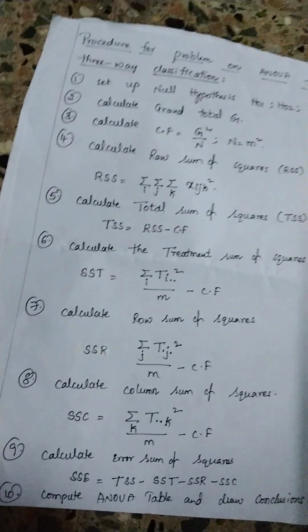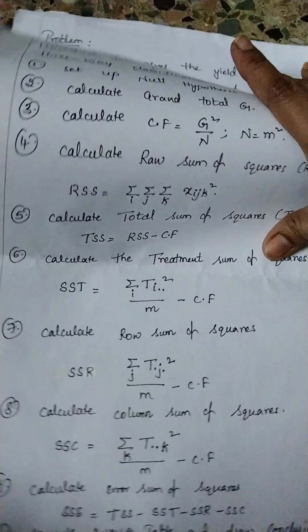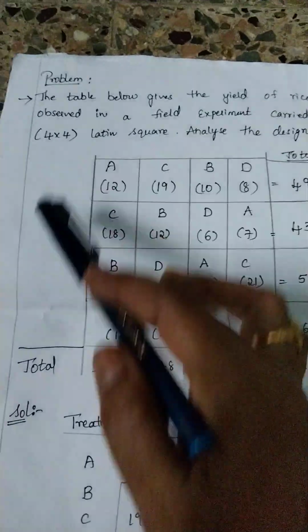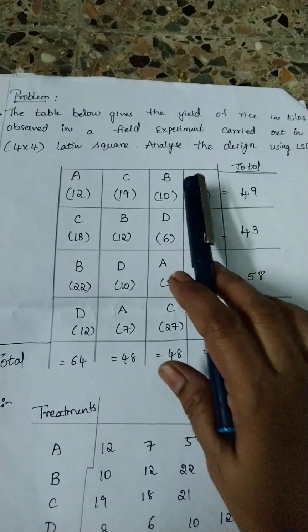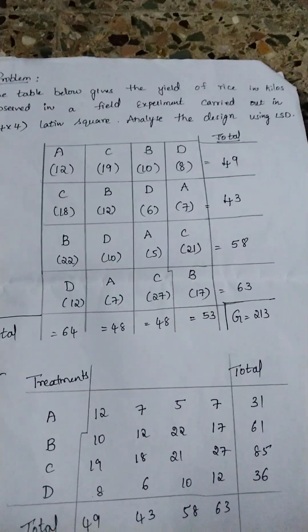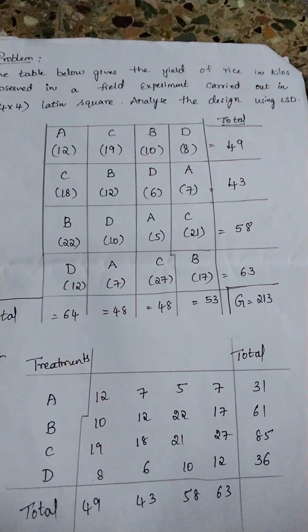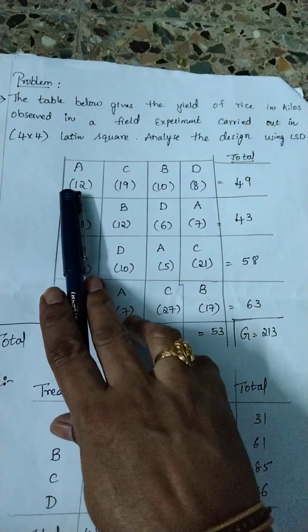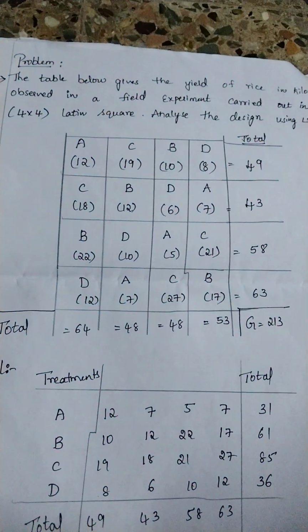So here I have given one problem based on Latin square design. See, the table below gives the yield of rice in kilos observed in a field experiment carried out in 4 by 4. So here, 4 by 4 Latin square design means how many values will you have? 4 square. Capital N is equal to 16. And you can check that the value of A is once and only once in each row and in each column.